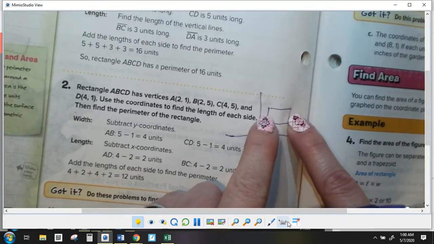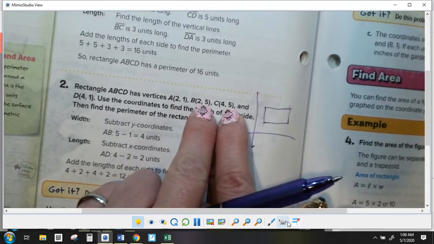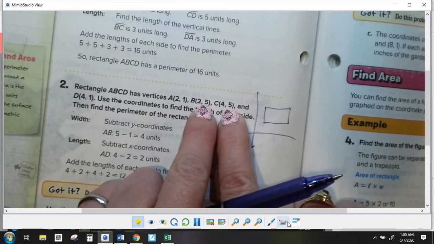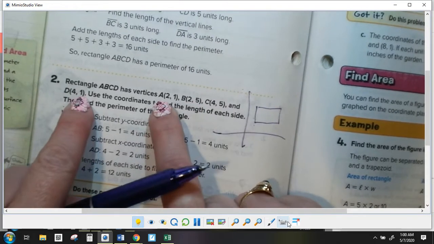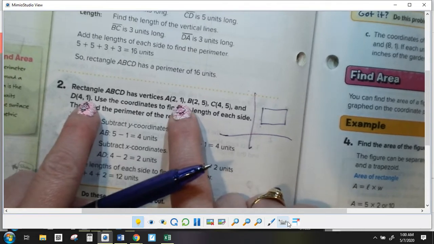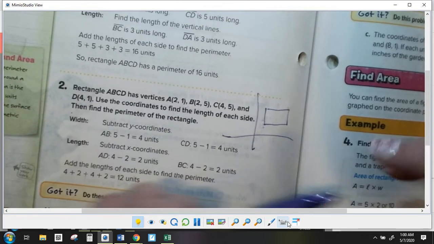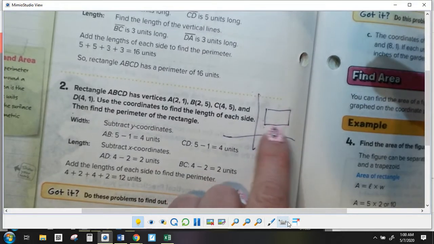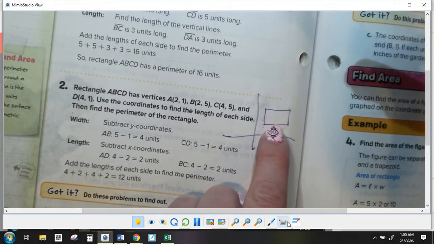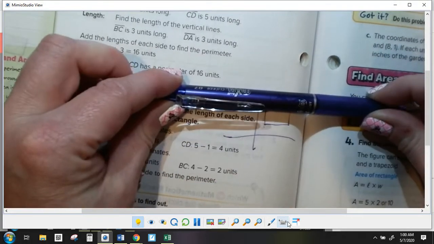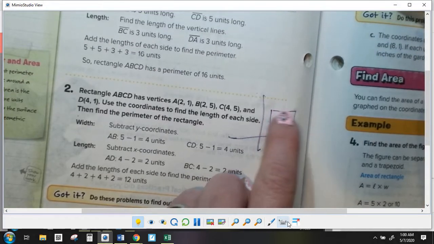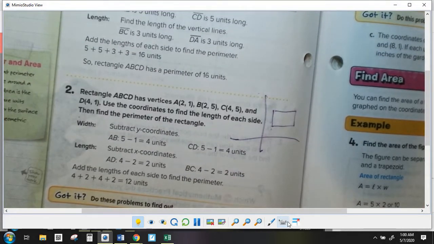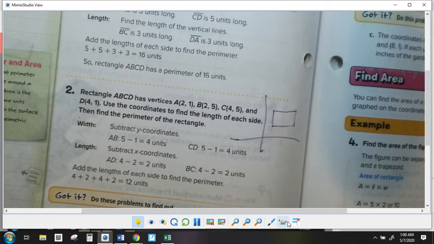Now let's look at the y-coordinates. If I look here, B and C have the same y-coordinate. And if I look at A and D, they also have the same y-coordinate, which means we went up 1 for both of them. That second A and D pair made the bottom line. And we went up 5 for both of them. So B and C made the top line. You can actually subtract the coordinates to find out the length of the sides.